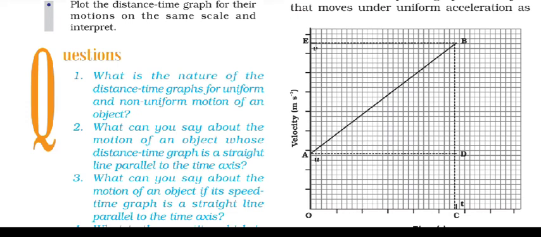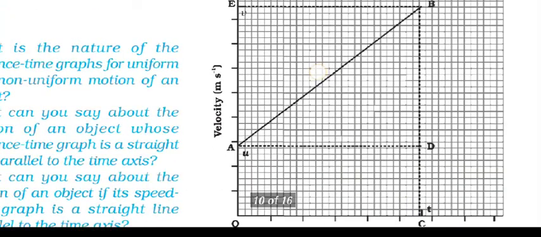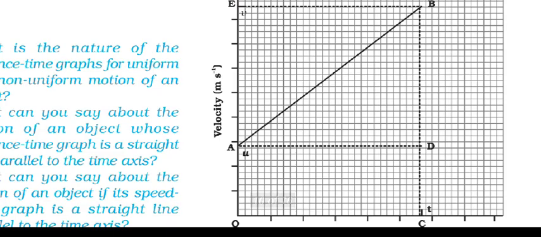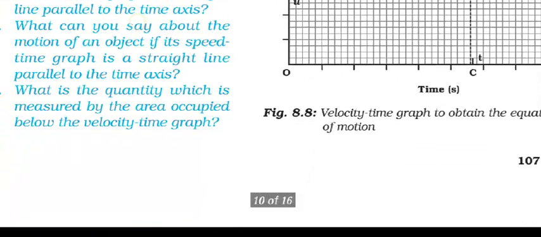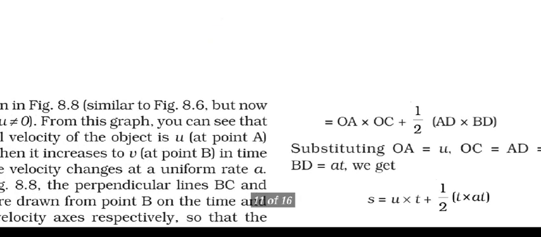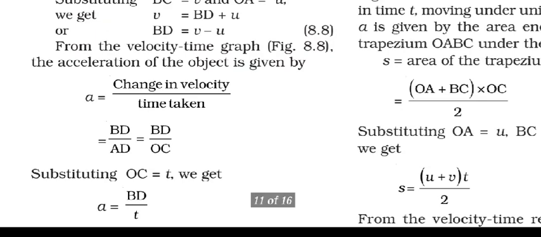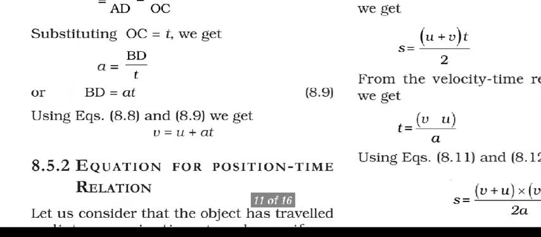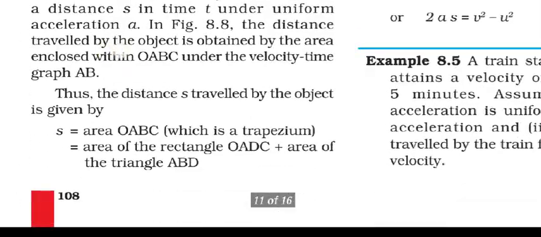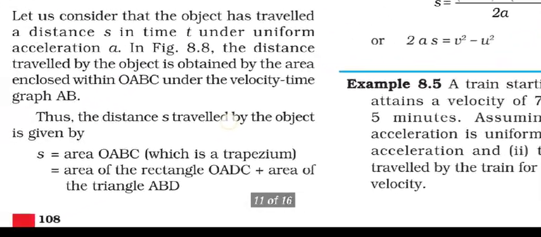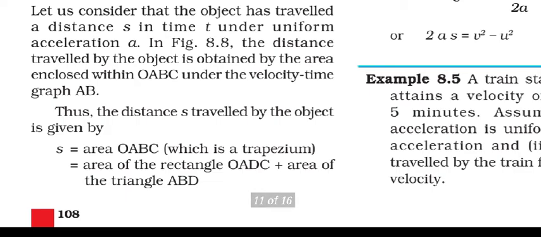Okay, so I hope you all remember this graph we learned in the last lecture, and here I'm just revising. Here you can see OA is the initial velocity, OC is the time, which is t, and OC is parallel to AD, so that is also t. OA is parallel to DC, so that is also u, and BD is the final velocity, and BD is also known as at. We just learned the first equation, that is v equals u plus at. I hope you all know that.